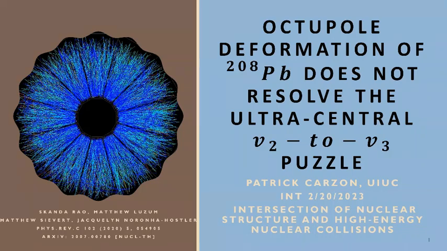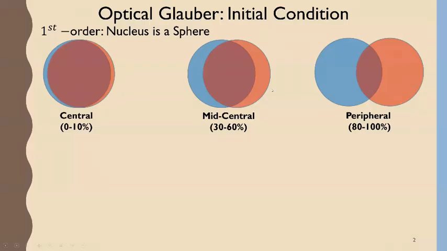So the first step in looking at the initial state was just a first order approximation, thinking of the nucleus as a sphere. When you Lorentz contract these and then collide them, you get the initial state geometry appearing to mostly come from the overlap between the two nuclei.